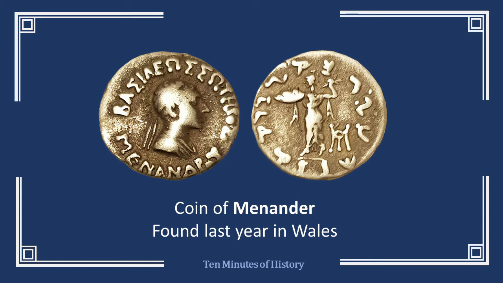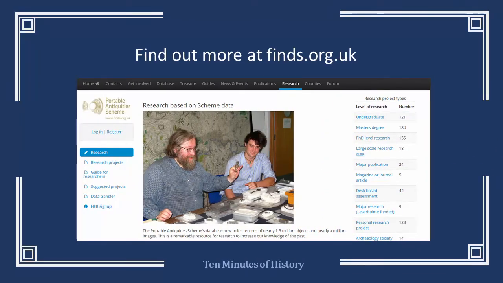You see, I know about the 2019 find because I was asked to confirm the identification for the Portable Antiquity Scheme when it turned up. The Portable Antiquity Scheme, or PAS for short, is a voluntary scheme in the UK for the reporting of small archaeological finds by members of the public.